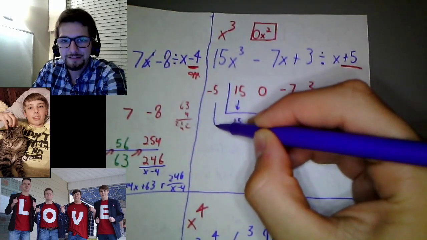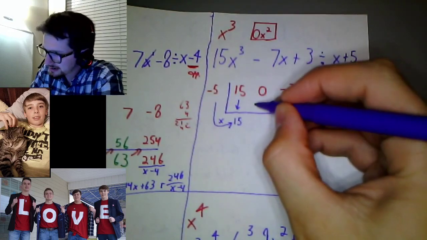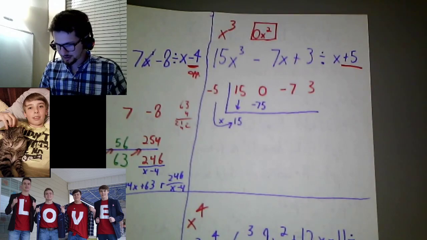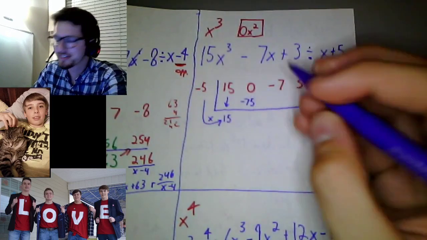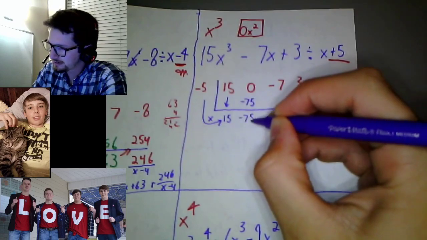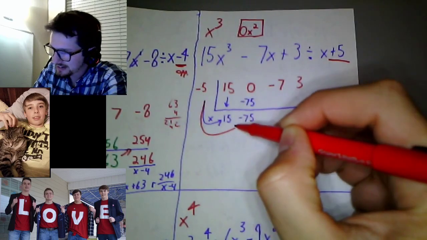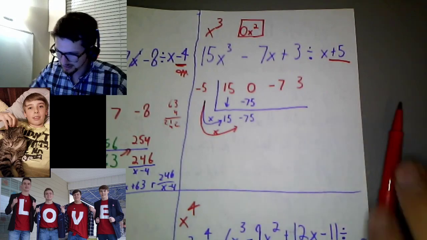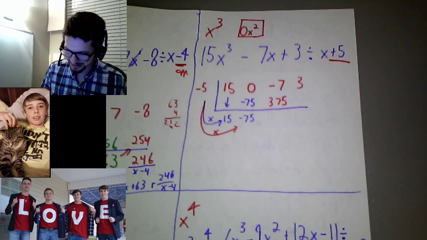What's negative 5 times 15? I get negative 75. And I'm going to start checking behind myself just to make sure I don't do anything dumb. Yeah, so negative 75. What's negative 75 plus 0? Negative 75. All right. So now, second piece, what's negative 5 times negative 75? I get 375. Whew, these numbers get big.